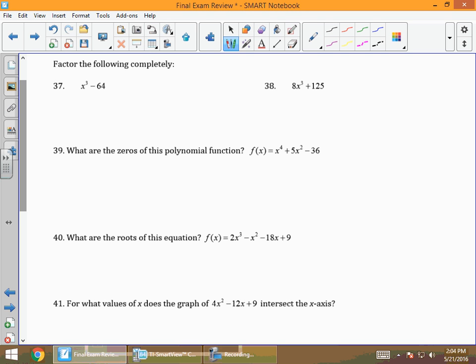37, 38 both want you to factor. These are both perfect cubes. So when I look at this, x cubed and 64. The cube root of x cubed is x. The cube root of 64 is 4. And then if you remember, square, multiply, square. So square your x, multiply the two together, square your 4. And now I only have to worry about the signs.